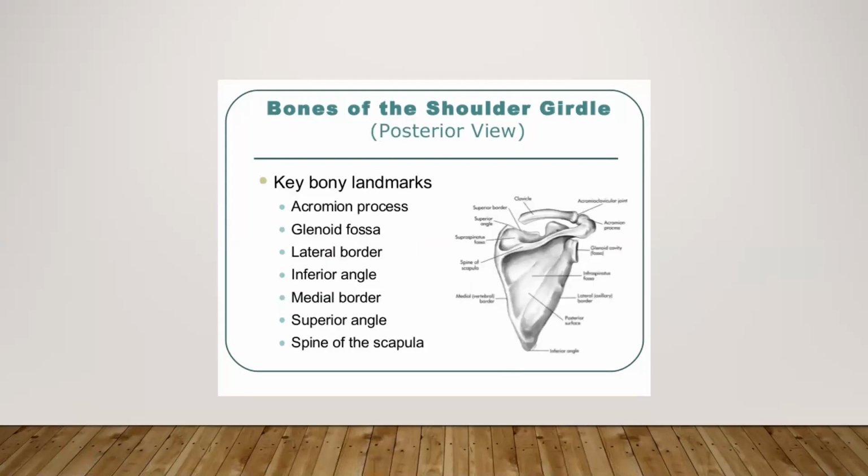And in the posterior view, this is the acromion process, and this is the glenoid fossa, lateral border, medial border, inferior angle, superior angle, and the spine of the scapula. This is the spine of the scapula. When we do the scapula, we will do everything in detail. For now you should just know what is in the upper limb.